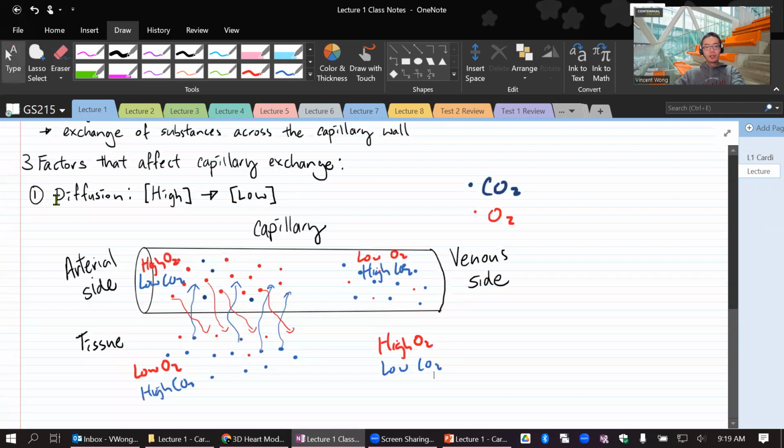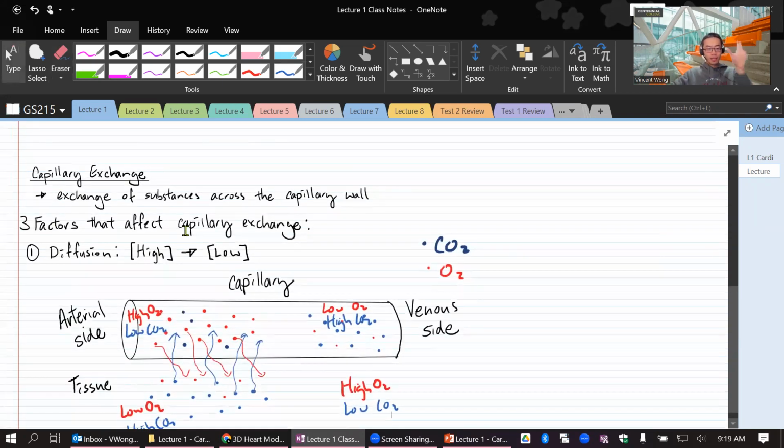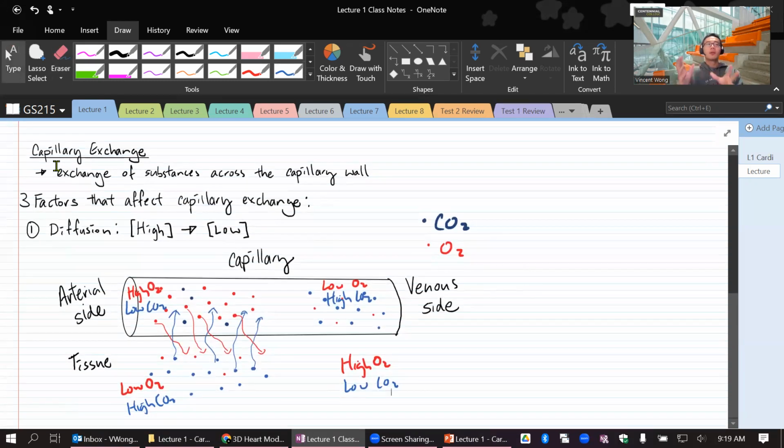Now, just in case you forgot why we are talking about this, we're talking about capillary exchange. We're talking about factors that would determine what goes in and what comes out. So the first factor is diffusion. That's really simple. Depending on which side has more of what, that thing would either go out or come in. All right, let's take a look at the next two factors.